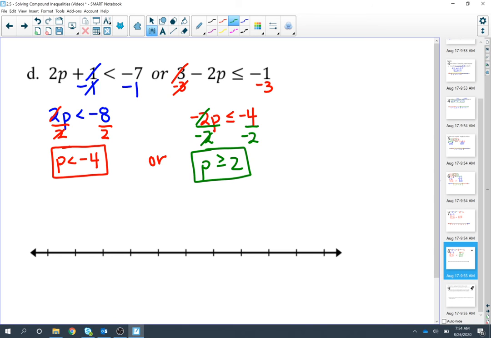On our number line, we have a negative 4, we have a positive 2. So I'm going to go negative 4, negative 3, negative 2, negative 1, 0, 1, 2, and then I could keep going. P is less than negative 4, so negative 4, open dot, shading to the left. P is greater than or equal to positive 2, so closed dot, shading to the right. And again, because it's an or statement, we are either down in the red zone or up in the green zone. Any of these numbers would be our solution. And then algebraically, you can just write your solution like that.